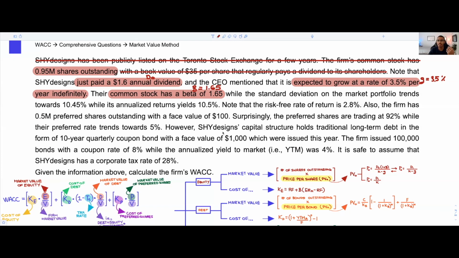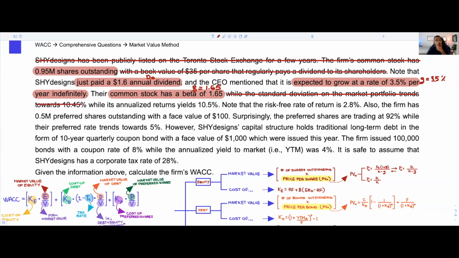Then they're letting you know that the standard deviation of the market portfolio trends towards 10.45%. Now, if this is the first time you're doing a question like this, you need to go back to your formula for your cost of equity and say, I don't care about this because within my cost of equity formula, I don't see sigma. I don't see the standard deviation anywhere. So we don't have to use that, all right? We could just put that as being no bueno for us. You go ahead and remove this. It's just noise that we don't need.